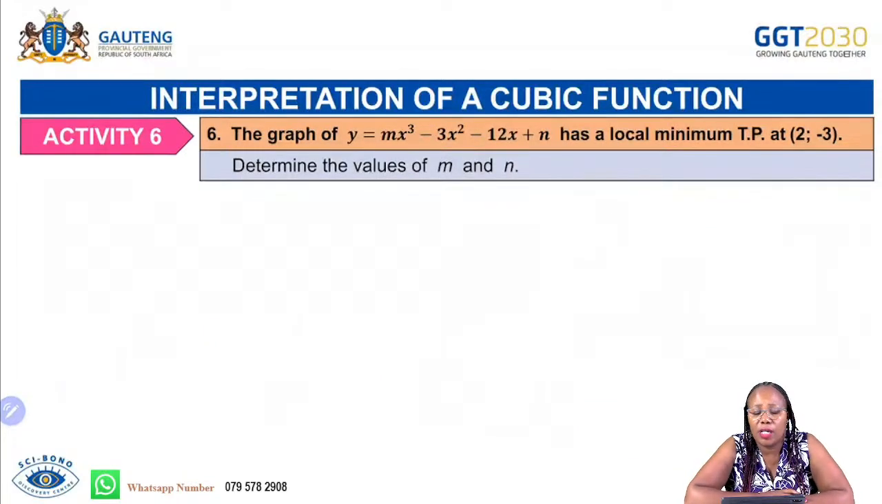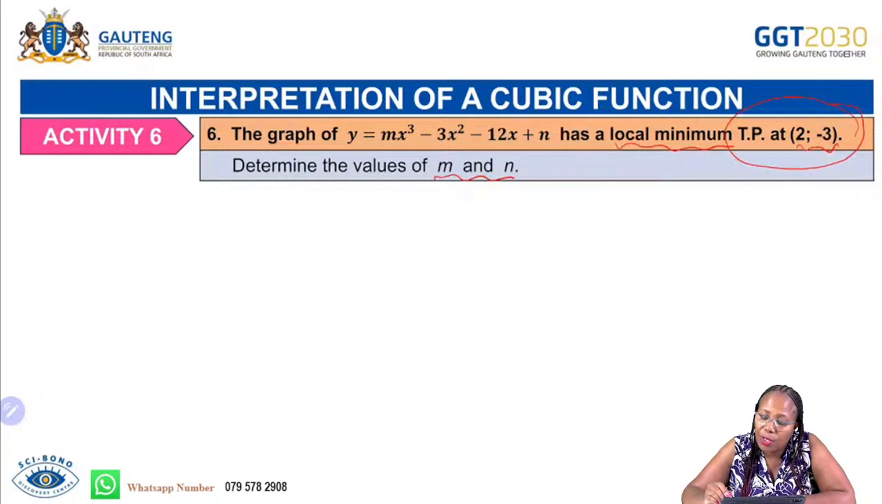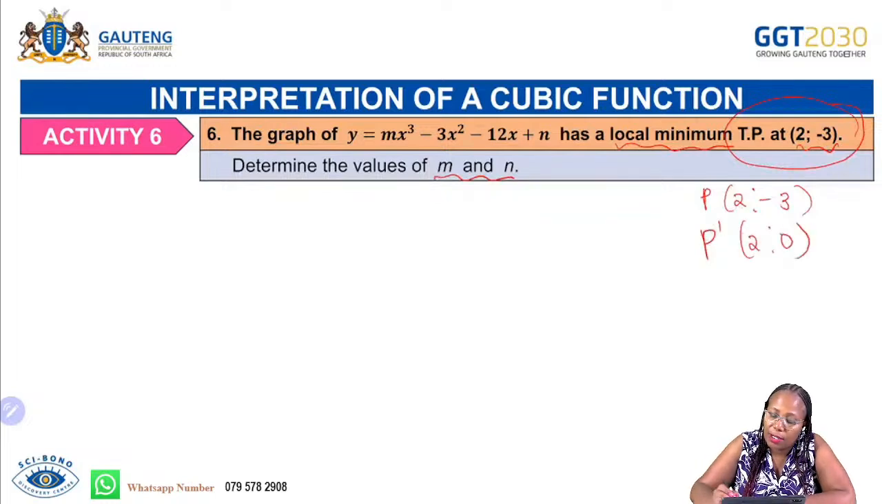And then the next activity: the graph of y equals mx cubed minus 3x squared minus 12x plus n has a local minimum turning point at (2, minus 3). Determine the values of m and n. We are given only one point, which is a turning point. So we'll treat this as a point (2, minus 3), and as a stationary point where dy/dx is 0 at x equals 2. Remember, I'm putting this to remind me that I need to derive before I can substitute that one.